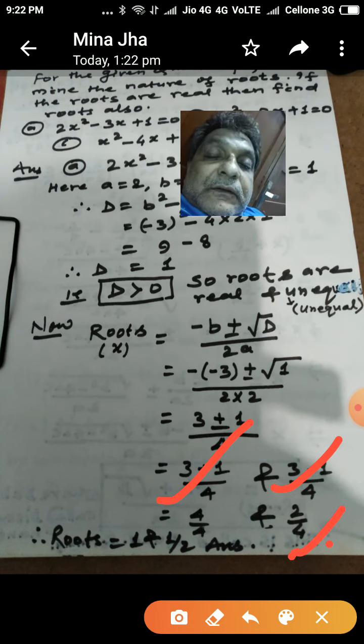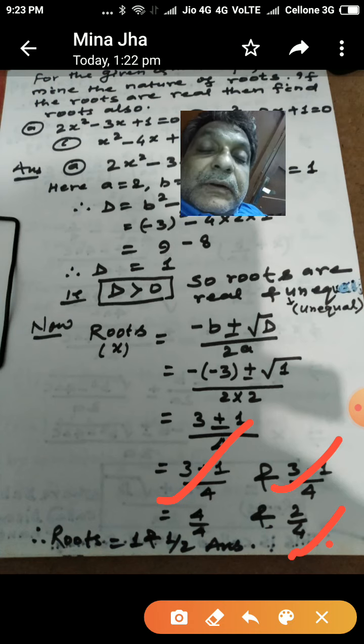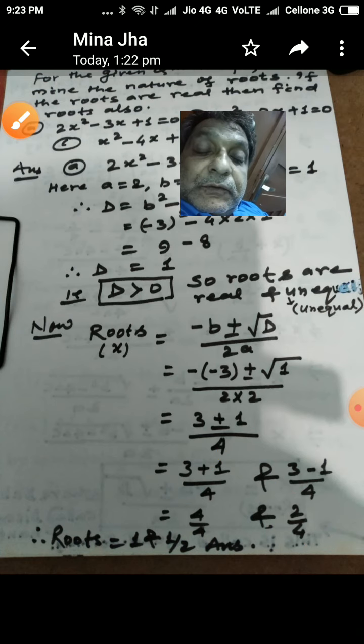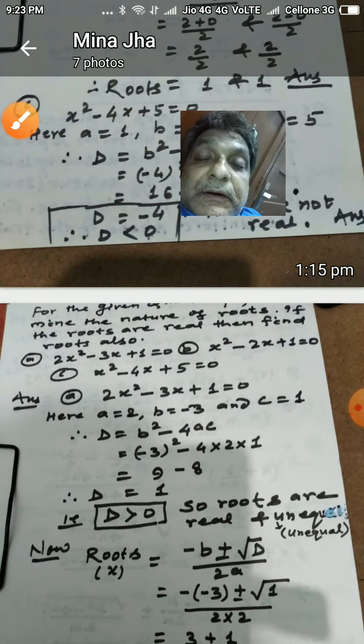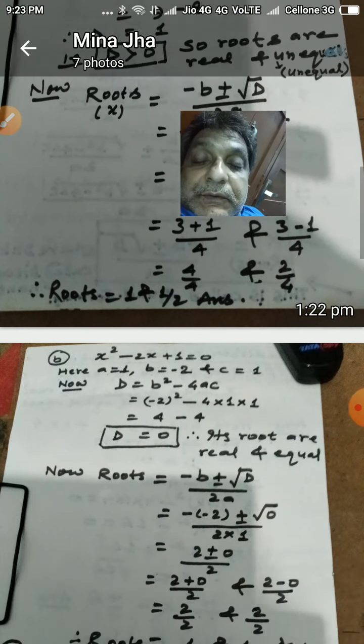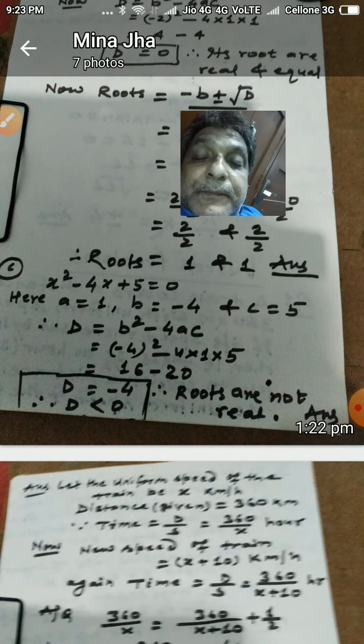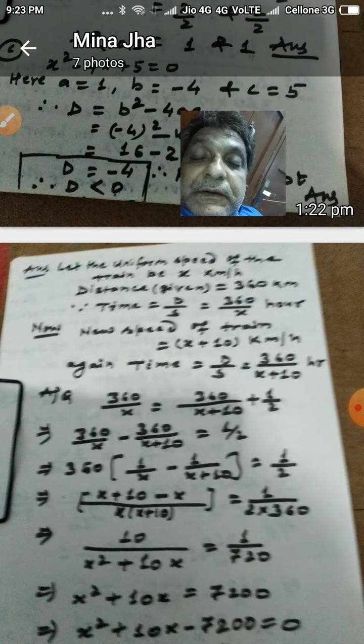So for these three conditions, we have taken different suitable examples for each condition. Again I am telling you that one condition is d greater than 0, another condition is d equal to 0, and the third condition is d less than 0. We have taken different conditions and suitable examples. We have already discussed this.